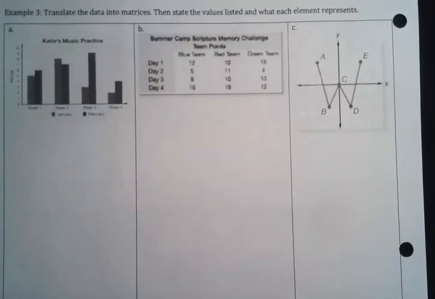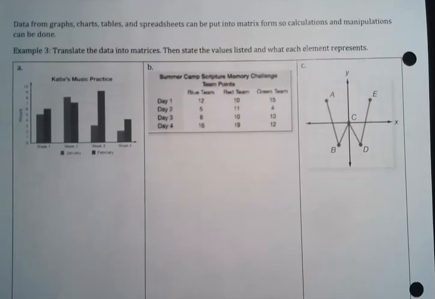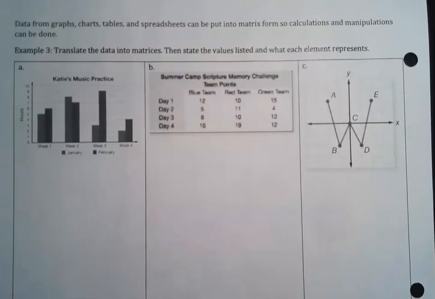All right, then on to the back. Example 3 says translate the data into matrices. Oh, hold on, I missed the first part. So data from graphs, charts, tables, spreadsheets, the coordinate grid, any of it can be put into a matrix form so that calculations and manipulations can be done to them. It's like an algorithm we put into the computer. And so if we have them in a matrix, we can manipulate them a lot easier.